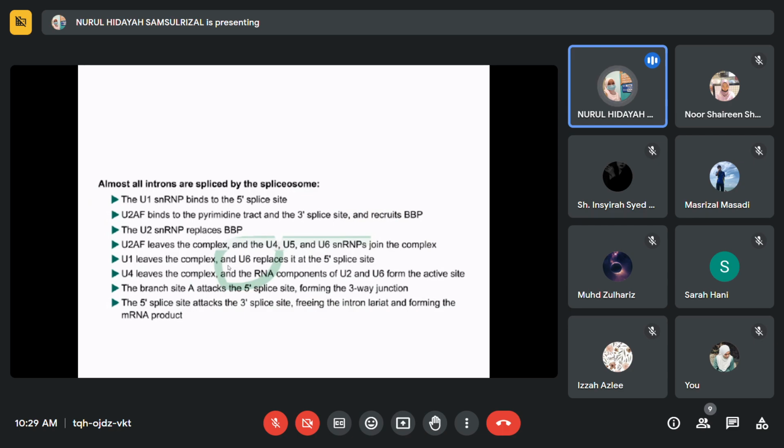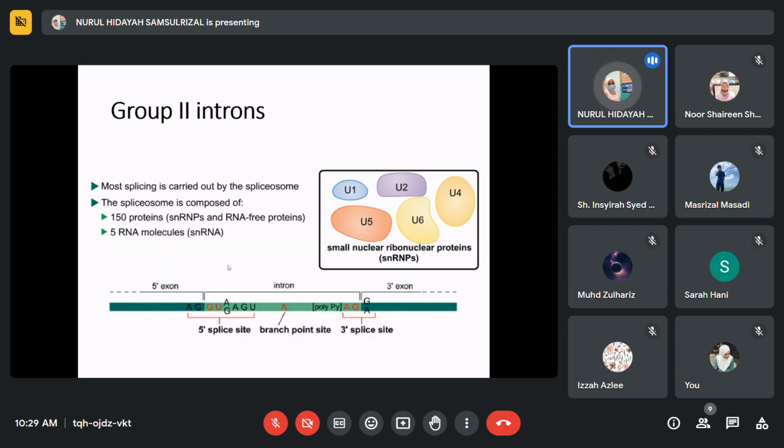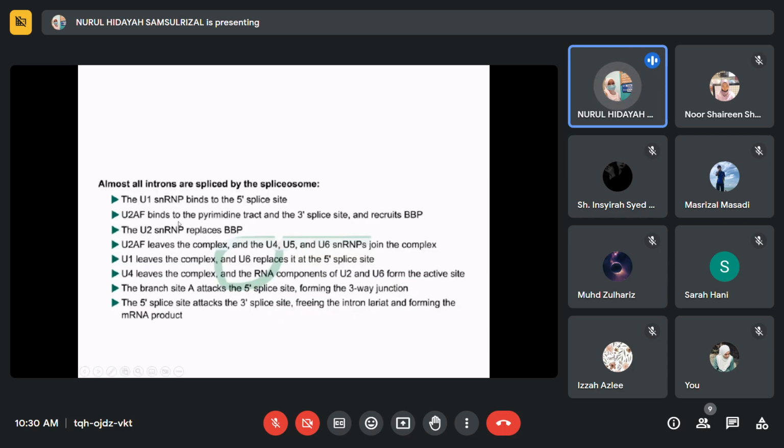So this is the event in detail. The earlier explanation was just the concept, without the U1, U2, U4, U5 and U6. Now, U1 will bind to the 5' splice site, and then U2 will bind to the pyrimidine tract, involving the proteins. Then U4 comes in, and the branch site A attacks the 5' splice site, forming three-way junctions. Then the 5' splice site attacks the 3' site, freeing the intron lariats and forming the mRNA product. So this is the mechanism.